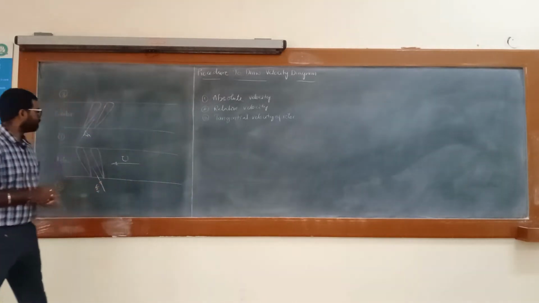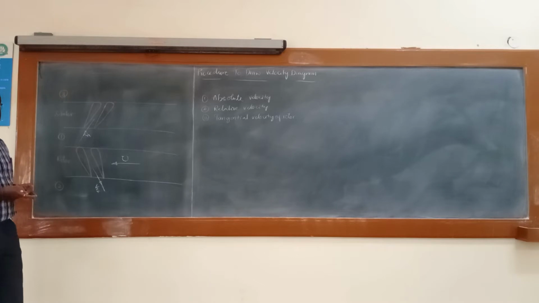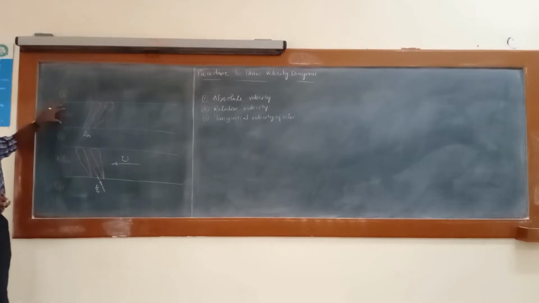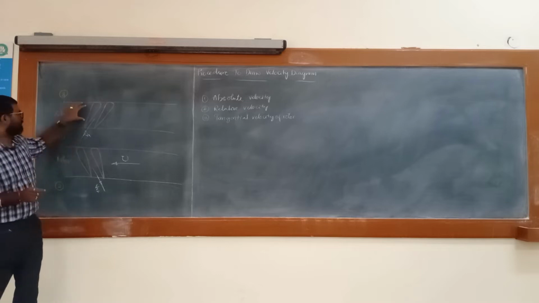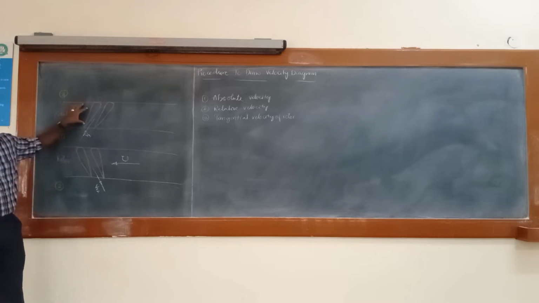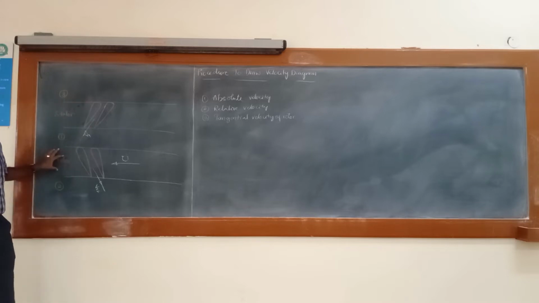See here, if you consider any stage of a turbomachine, it consists of one row of stator and one row of rotor. The stator is a stationary element. The rotor is a rotating element, that is, a moving component.